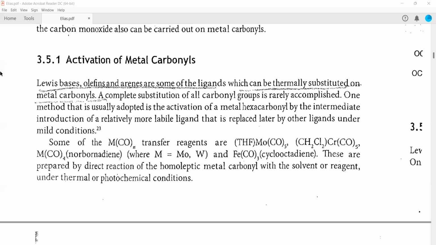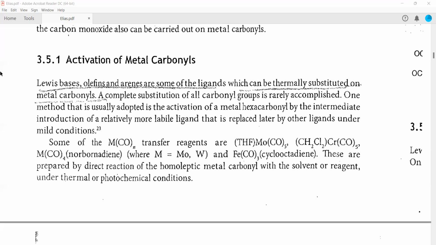Now, there are a few ligands they have mentioned. For example, some Lewis bases, some olefins, some arenes, which can be easily added to the metal carbonyls by using high temperatures, definitely. So, a complete substitution of all the carbonyl groups is rarely accomplished. One method that is usually adopted is the activation of the metal hexacarbonyl by the intermediate introduction of a relatively more labile ligand, which is replaced later by another ligand under mild conditions.